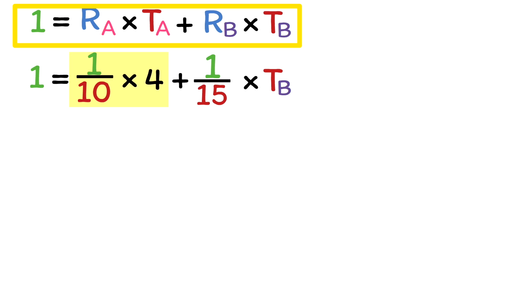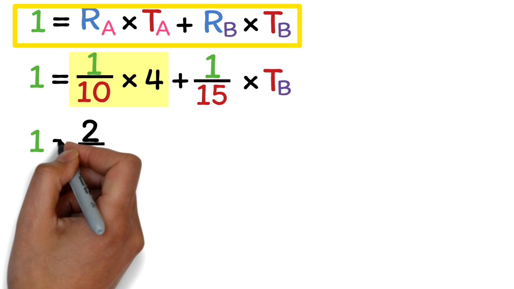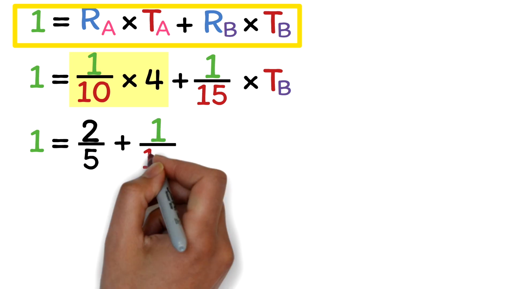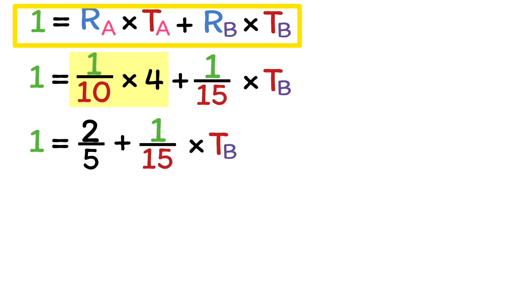1/10 times 4 is 4/10, and 4/10 simplifies to 2/5. So, we have 1 equals 2/5, plus 1/15 times TB. Here, the 2/5 represents the portion of the job that computer A finishes before stopping, which means the rest of the job is still left to be done.